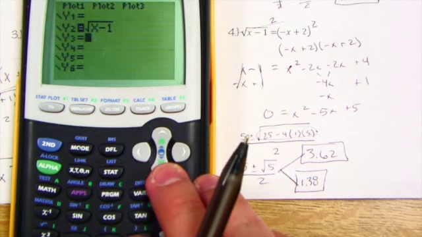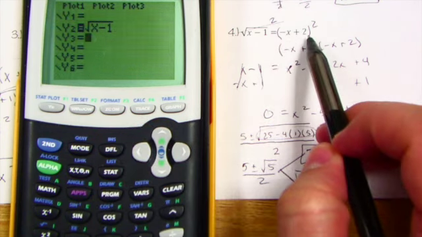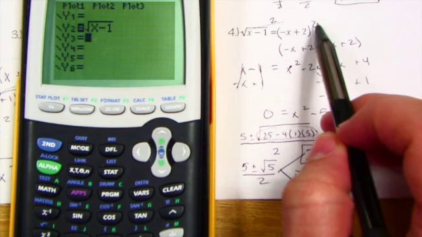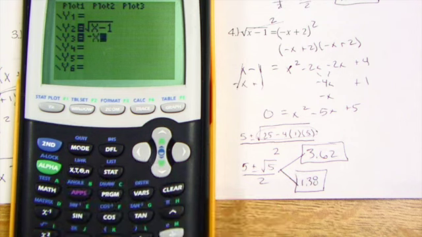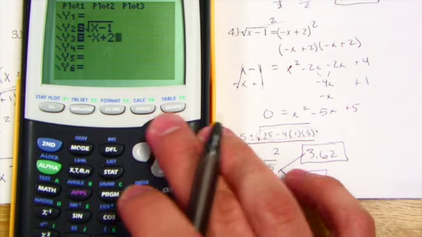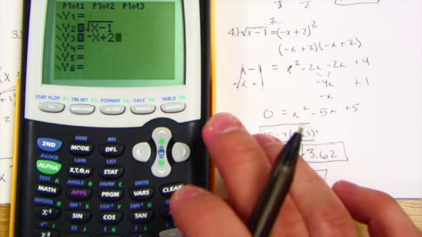On the other side, I have negative x plus 2. Don't worry about what you did over here. You're putting the original in there. So negative x plus 2. Now, again, wherever these cross should be the solutions.